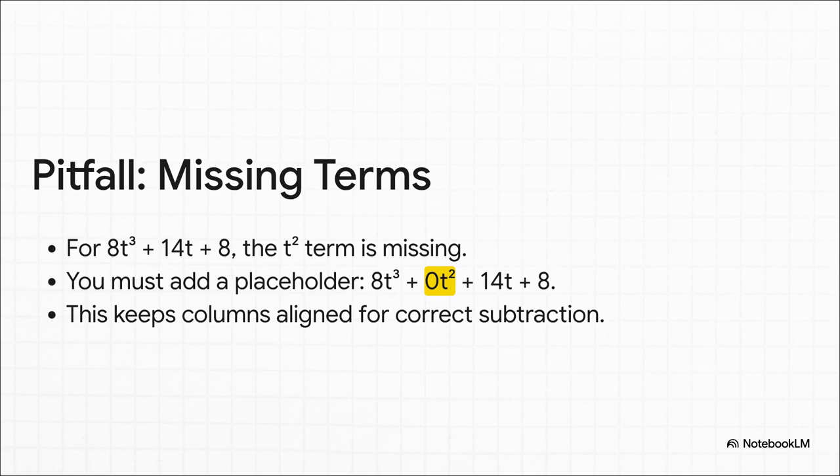And here's the other big landmine, missing terms. Let's say your polynomial jumps from like t cubed down to just t, skipping the t squared term. You absolutely, positively have to stick in a placeholder, a 0t squared in this case. Why? It keeps all your columns lined up nice and neat so you don't make a simple mistake when you're subtracting. It's all about staying organized.